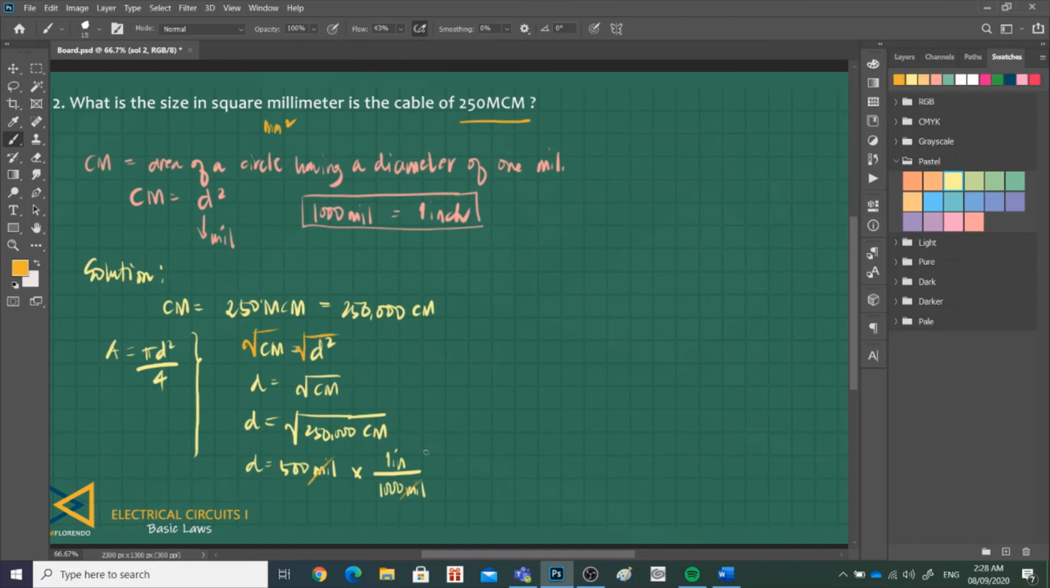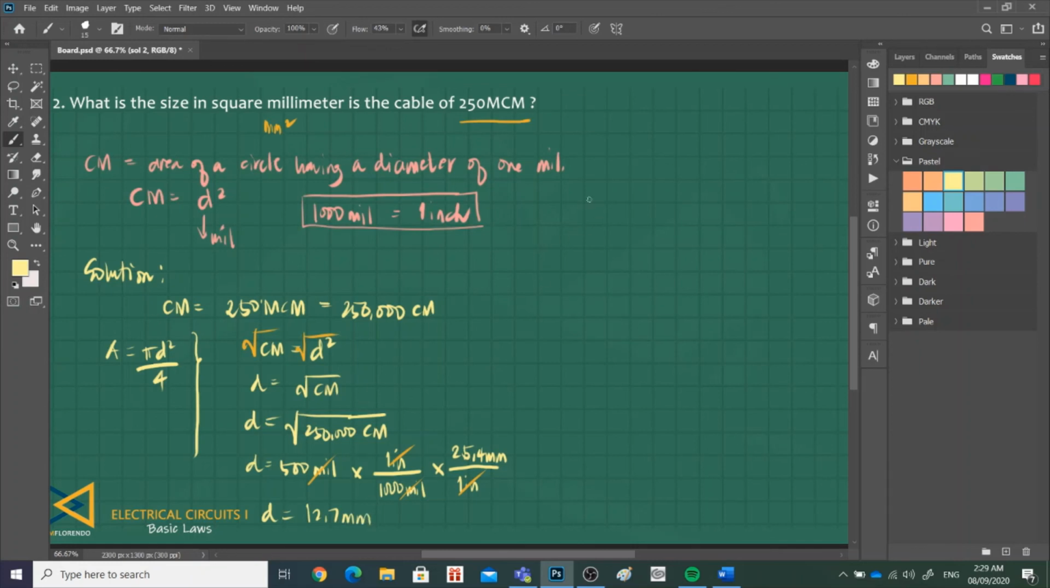Ayan. Tapos, ang susunod naman, yung inches, gagawin natin millimeters. So, times, ano conversion natin? So 1 inch, merong 25.4 millimeter. So, D is equal to, so cancel out ulit. Ayan. Matitira is a unit of the diameter in terms of millimeters.